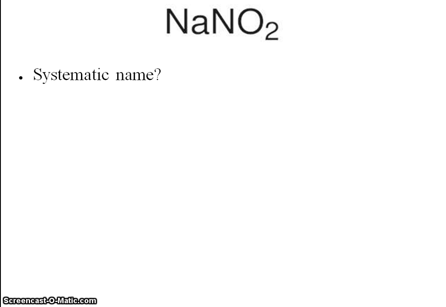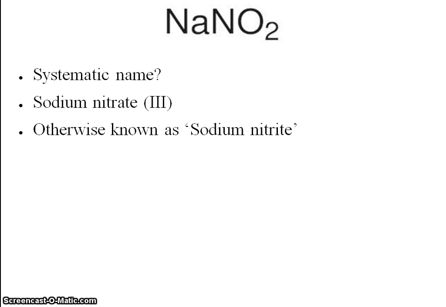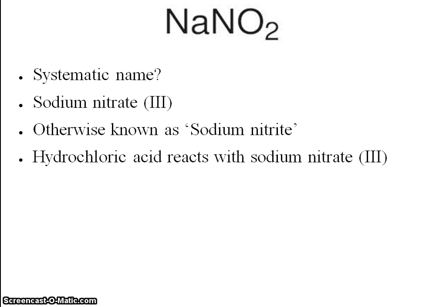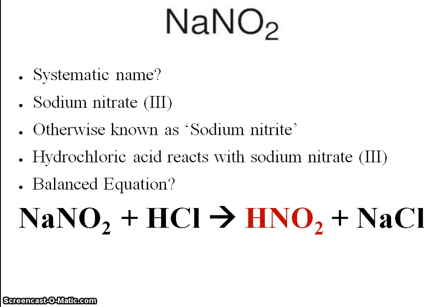Systematic name, you might be able to manage that using oxidation numbers. If you look at the oxidation state for nitrogen there, hopefully you agree it's sodium nitrate(III). So nitrogen has the +3 oxidation state. It used to be known as, and often still is, called sodium nitrite. So the reaction between hydrochloric acid and sodium nitrate(III) produces the nitrous acid.